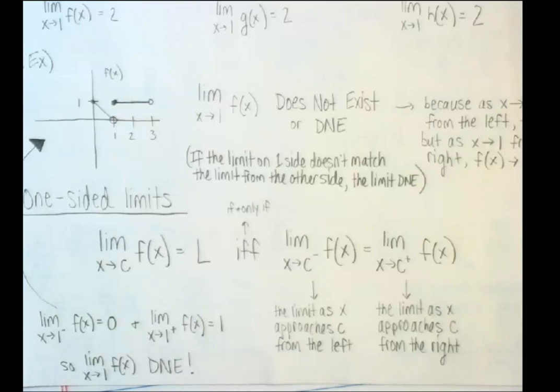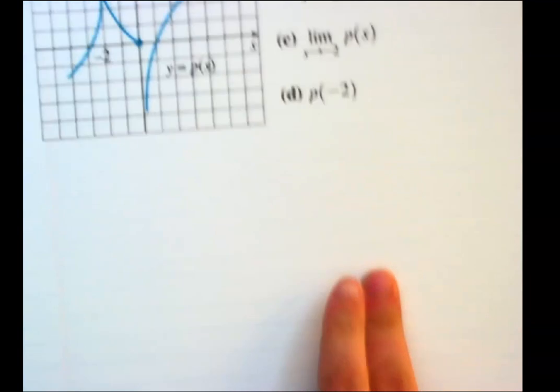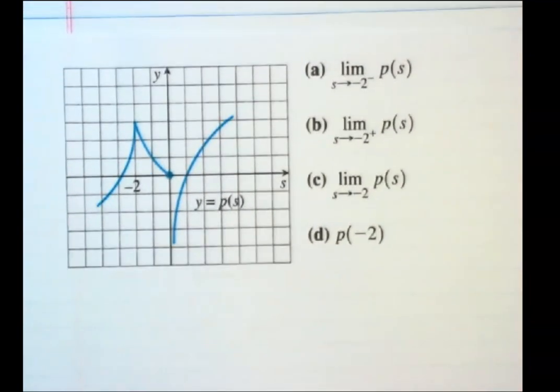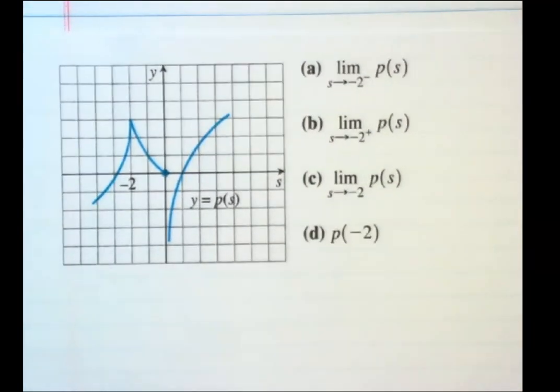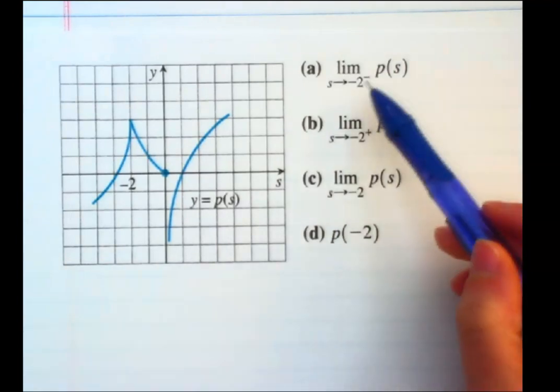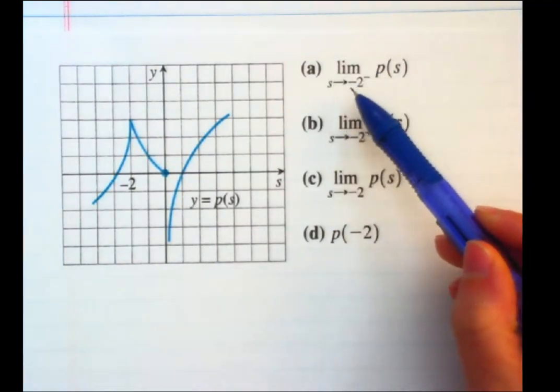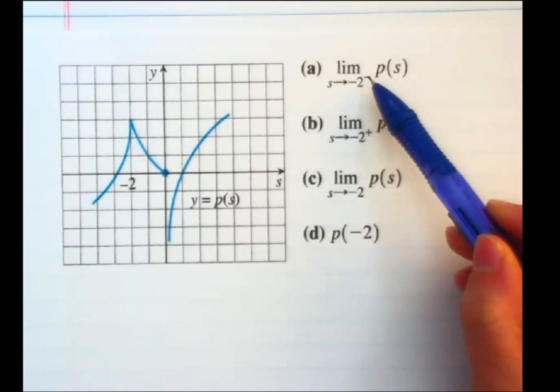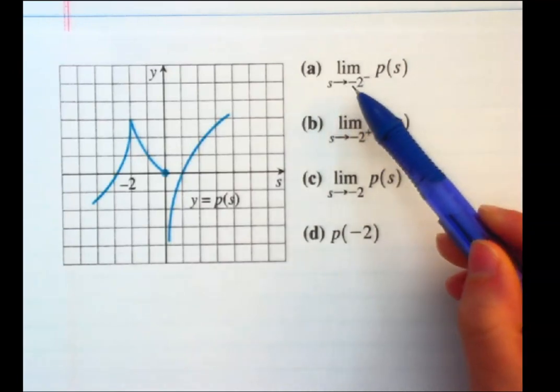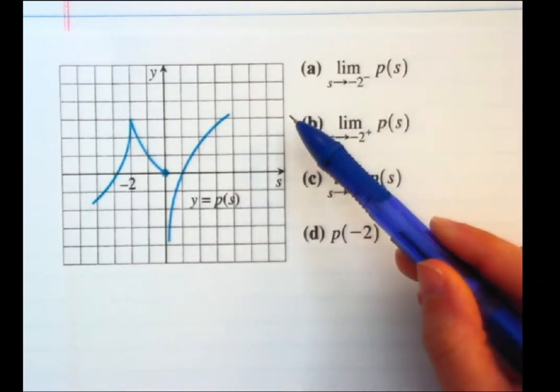All right, so to show you some more examples, actually this is separate from the notes, just some other practice problems. We've got a graph here, and it says for this first part, find the limit as s approaches -2, and then it has that little negative, that minus sign. That means as s approaches -2 from the left of this function.